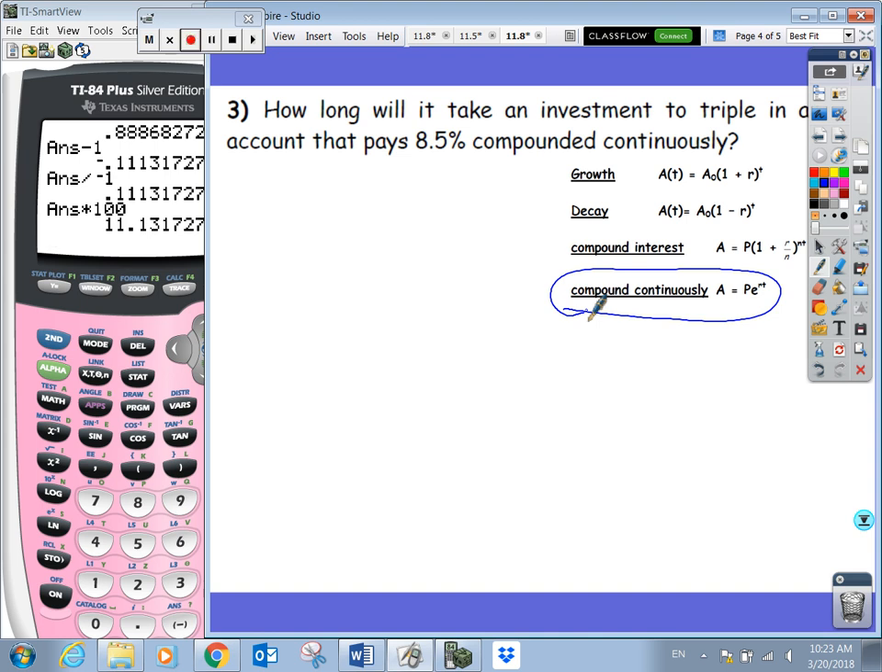Doesn't really give us any money values, but we can pick whatever number we want to triple. If we start with 1 and end with 3, that's triple. If you want to start with 10, that means you ended with 30. If you want to start with 11, that means you ended with 33. Whatever number you want to triple. And then e to the r, 0.085 t.